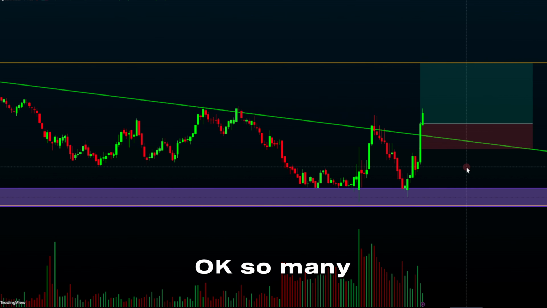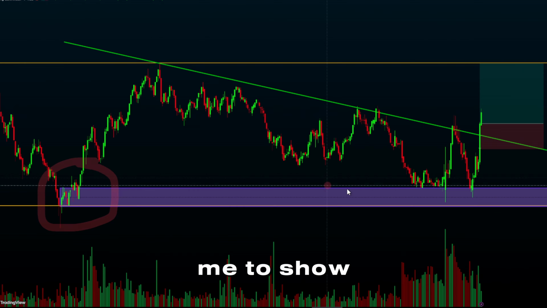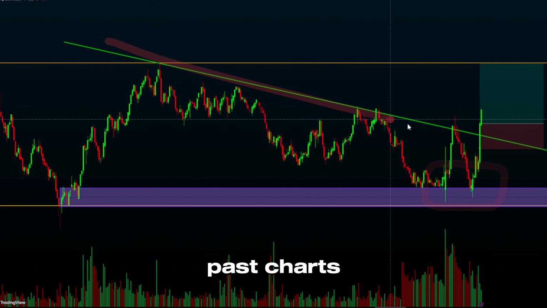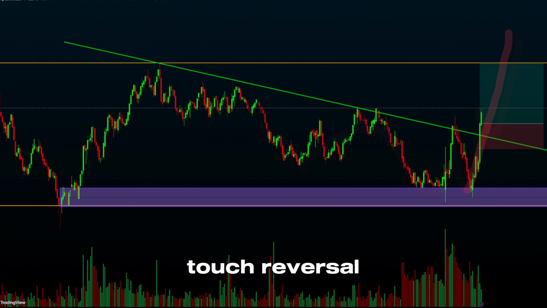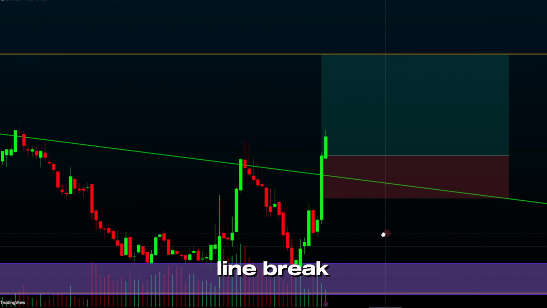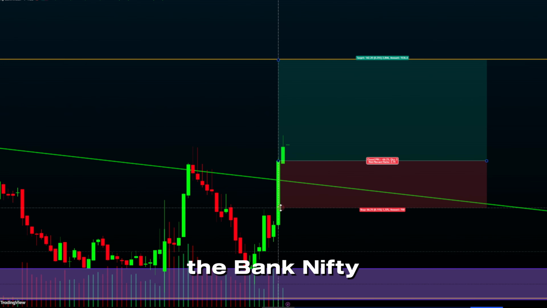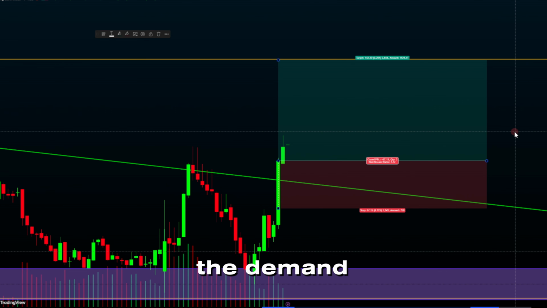Okay, so many of you asked me to show live trades instead of past charts. So today we're here to show you how to trade a three-touch reversal and trendline break. Here in the Bank Nifty, the price closed at the demand zone.